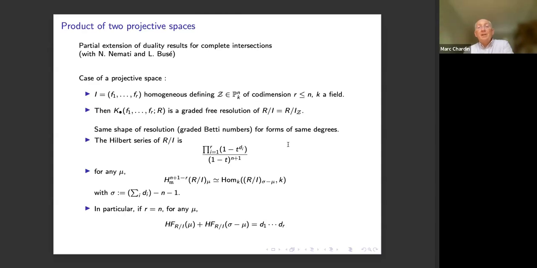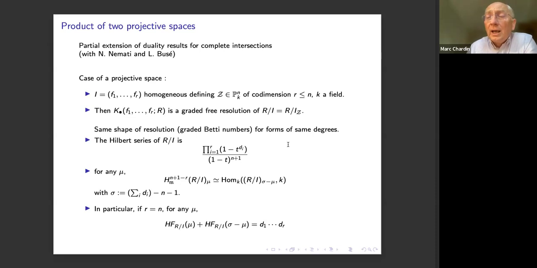Now, I will see on examples how this extends. In particular, I will look at the case of points. For points, you have r equal to n, and so you get for any mu that the Hilbert function of R mod I in degree mu plus the one in degree sigma minus mu is always equal to the degree, which is the product of the degrees d1 to dr. You have this nice formula that reflects, of course, the duality behind. It tells you that the Hilbert function in degree mu plus the one in degree sigma minus mu is always equal to the degree, which is the product of the degrees of the forms.